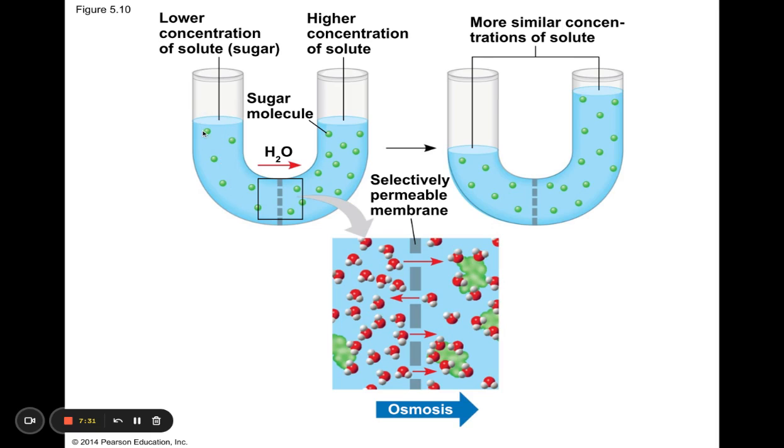And why is water moving from the left to the right? Because there's more solute, there's more sugar on the right. There's a higher concentration of solute on the right than on the left. So water is going to be moving to the right, and you will see how the volume on the right increases, the volume on the left decreases.